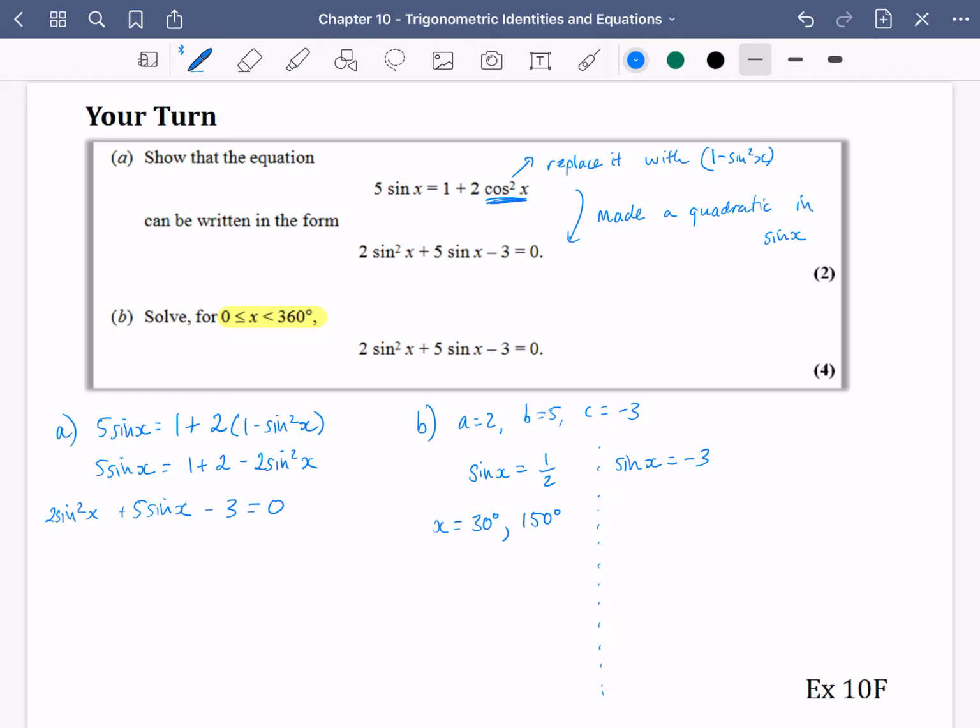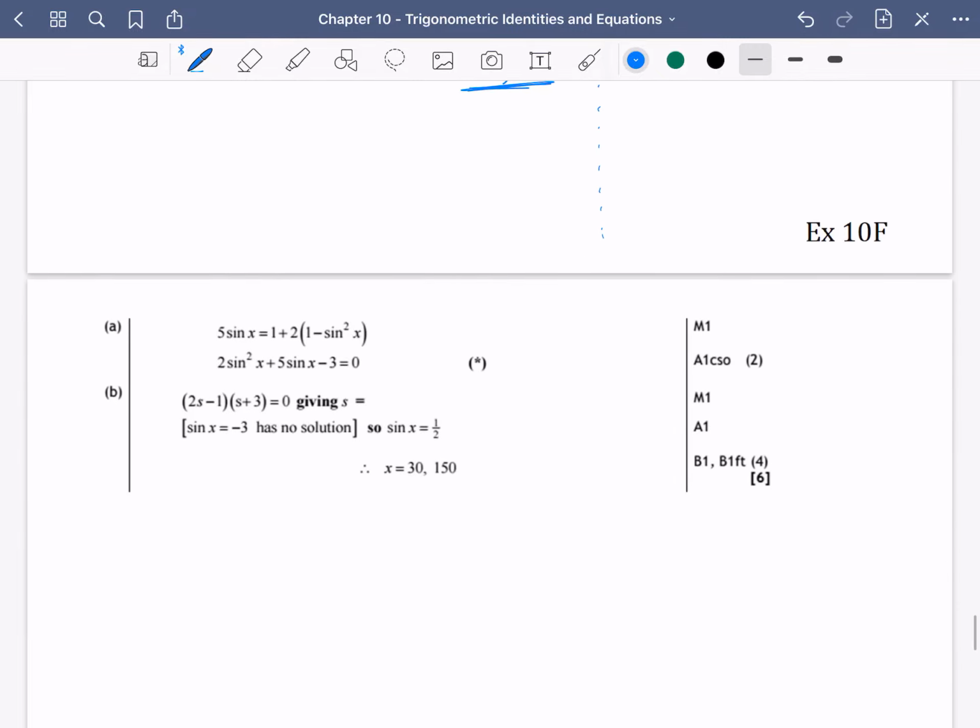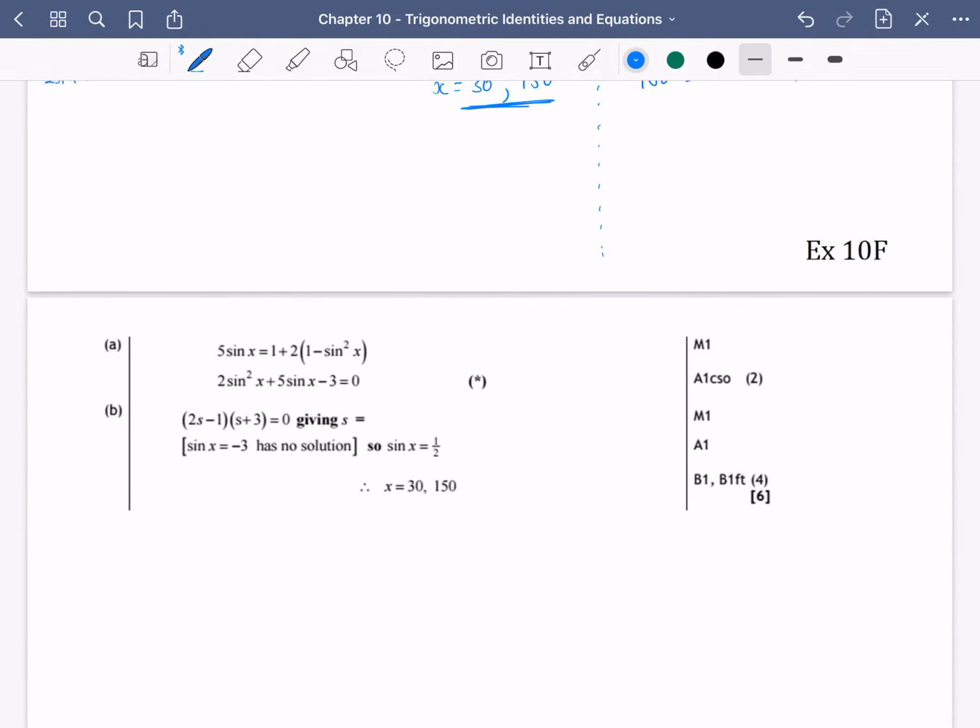Now for this one, sine x is equal to minus 3. Well, I'm hoping you've spotted that this has no solutions. And the reason this has no solutions is because sine x is only ever between 1 and minus 1. So it can never be equal to minus 3. So the solutions for this equation are x equals 30 and x equals 150. Let's just double check that from the mark scheme. Yep, we've got sine x has no solutions, so sine x is equal to a half, and we come up with x equals 30 and x equals 150.